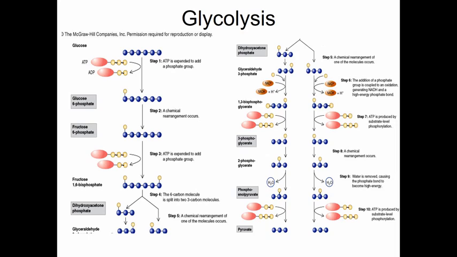So the point of this process, it starts the breakdown of glucose. Ultimately, how much ATP did we make here? Net. 2. Okay? We made 4, but we had to put in 2. So we're only actually netting a gain of 2 ATP.